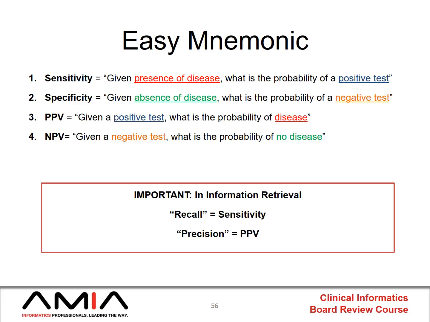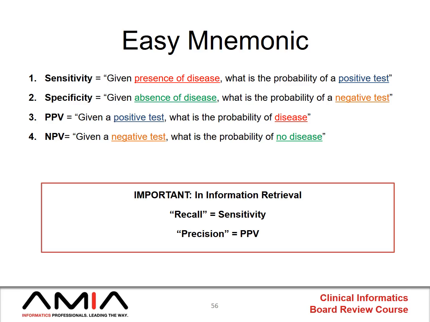So sensitivity is, given the presence of disease, what's the probability of a positive test? Specificity is, given the absence of disease, what's the probability of a negative test? Positive predictive value is, given a positive test, what's the probability of disease? And negative predictive value is, given a negative test, what is the probability of no disease?